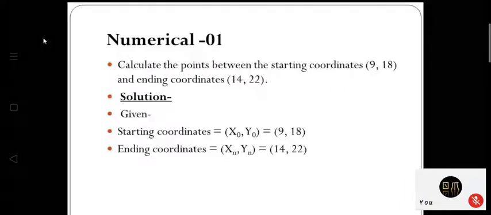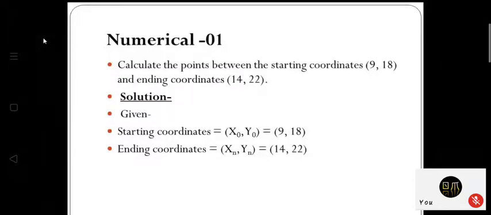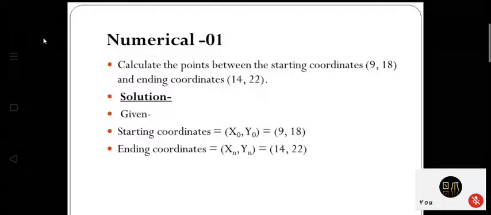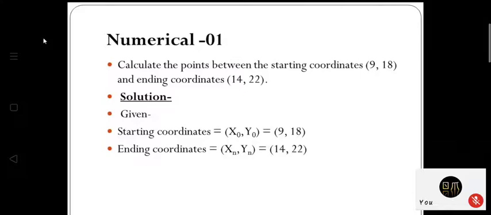Okay, so now we'll see the numerical. The very first numerical over here, the starting point and ending coordinates are given to you. Starting coordinates are 9 comma 18 and ending coordinates are 14 comma 22. So initially you write the starting and ending coordinates.